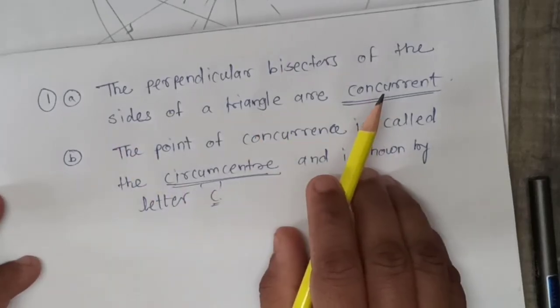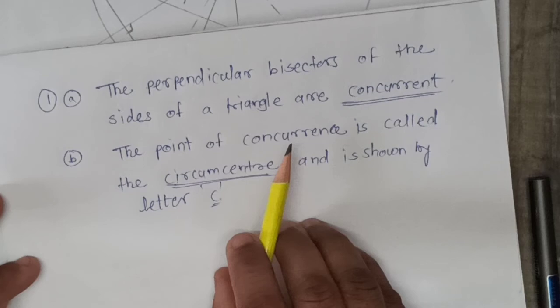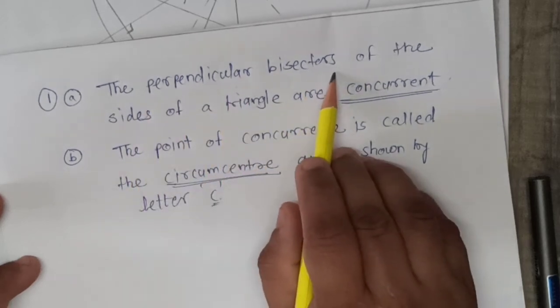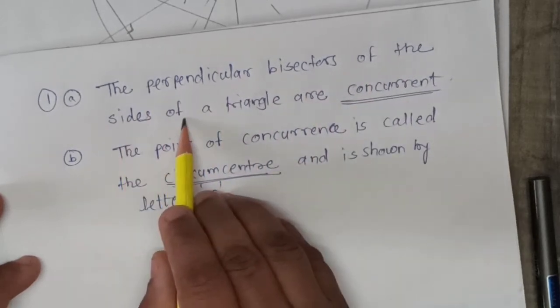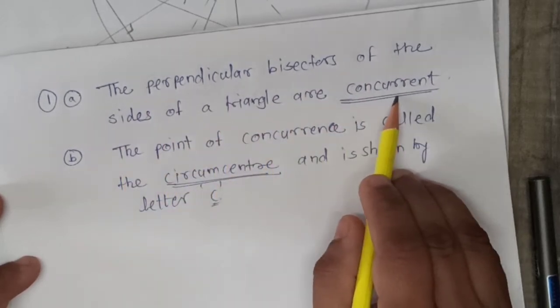Therefore, from this we learned that the perpendicular bisectors of the sides of a triangle are concurrent.